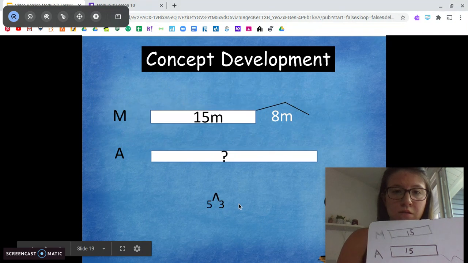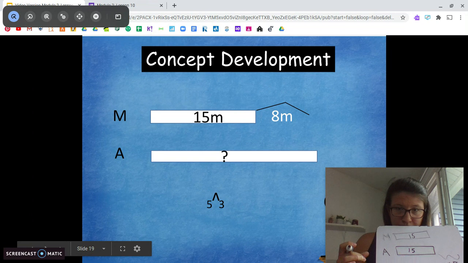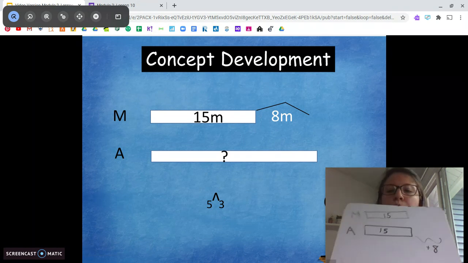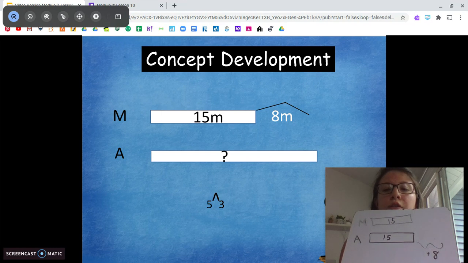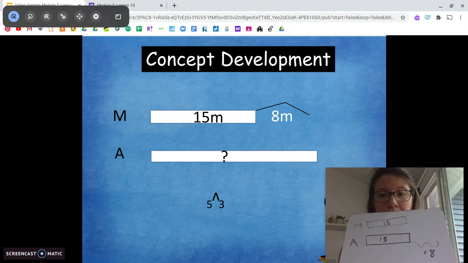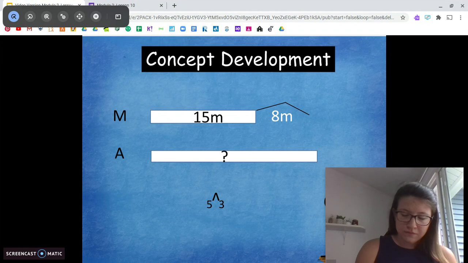So, let's look at it. We've got to figure out how many he did in the afternoon. So, write me an addition sentence on your own to figure out how many meters of ribbon he used in the afternoon. I'm going to do that too.